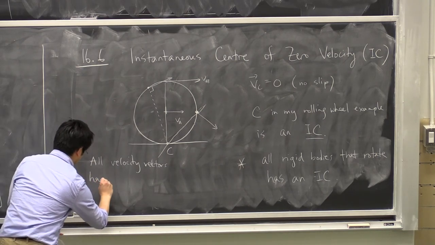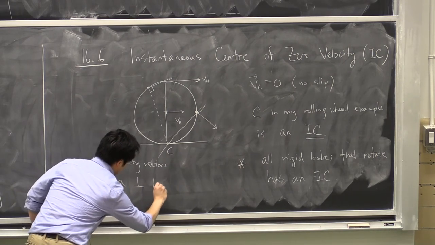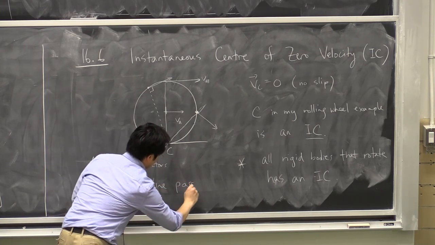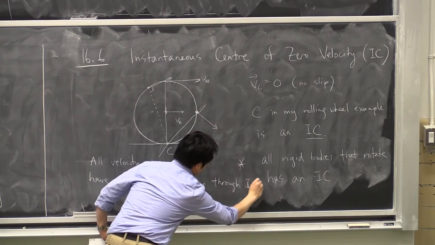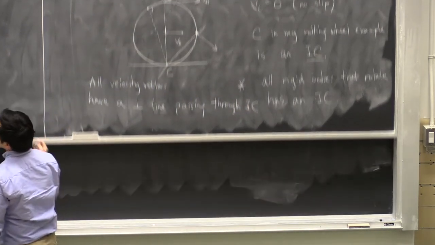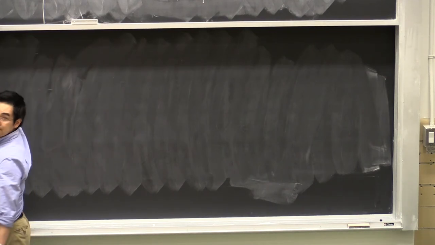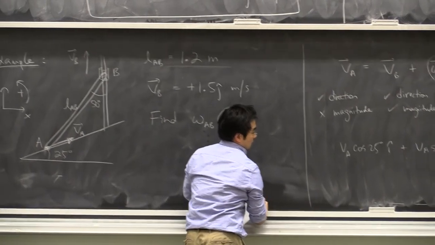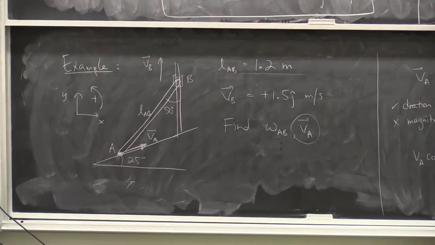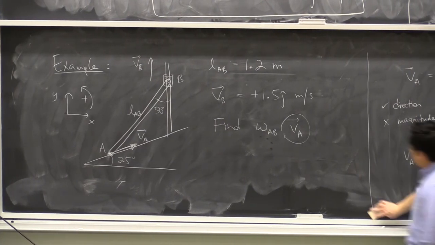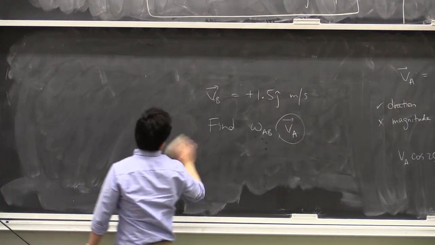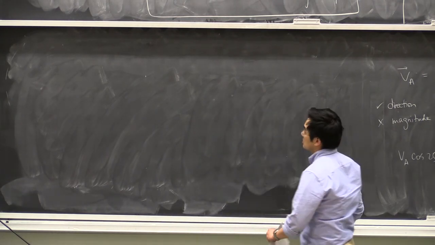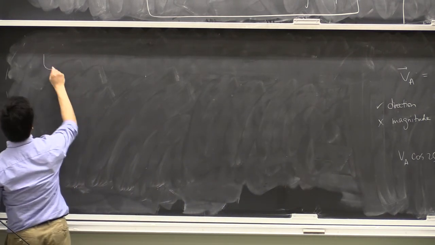Okay, so all velocity vectors have a perpendicular line passing through the IC. Okay. And that makes a lot of calculations and a lot of problems a whole lot easier. So let me bring up a new example.